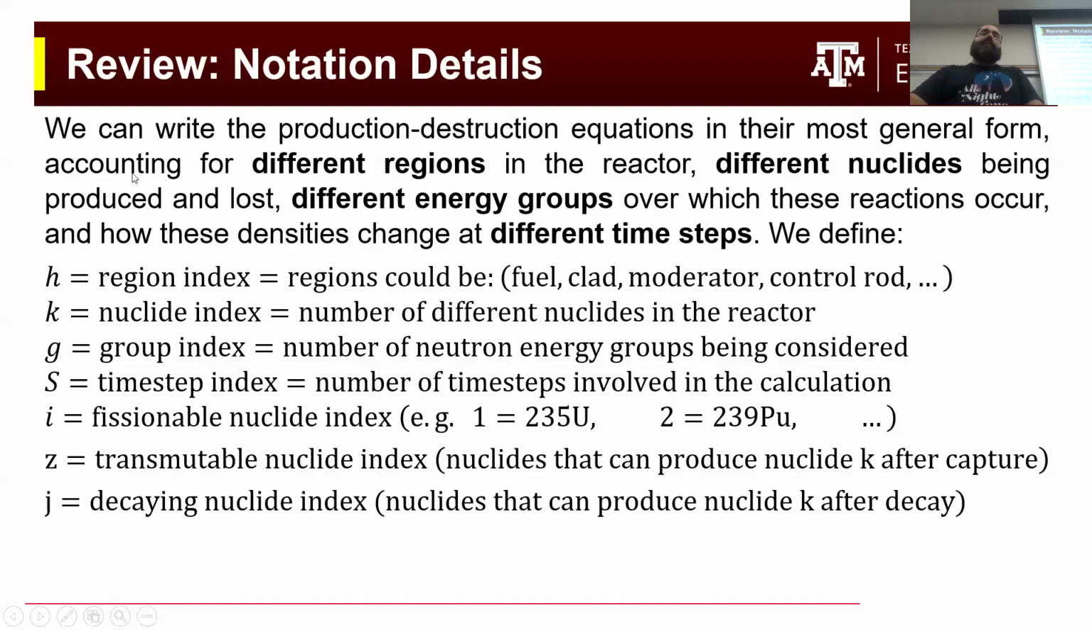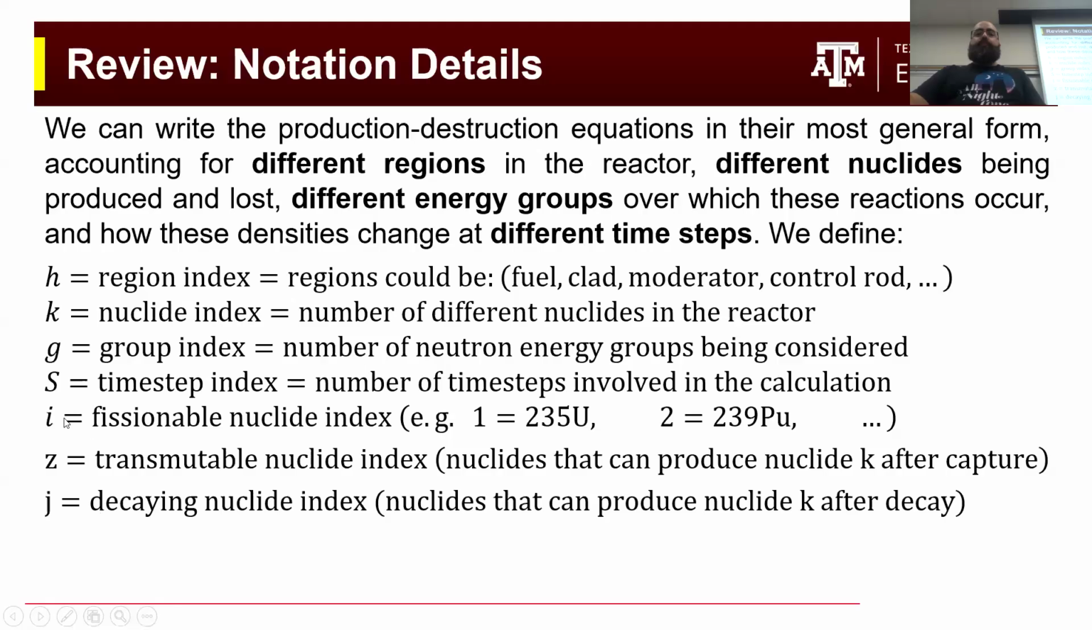So we used H as a region index for the different number of regions in our system. We used K as the nuclide index to keep track of all the different nuclides that we are interested in tracking. We kept using little g as an energy group index, and we use a capital S for the time step index, which basically just says at what time step we are in our problem.